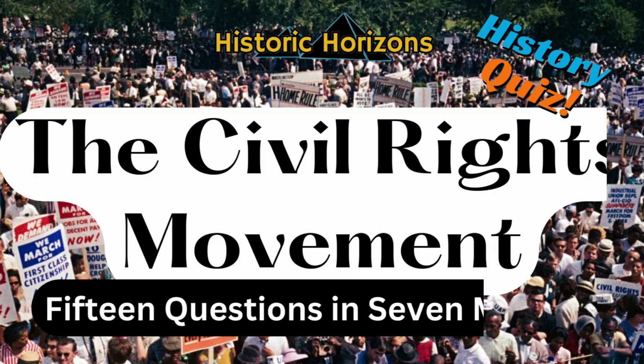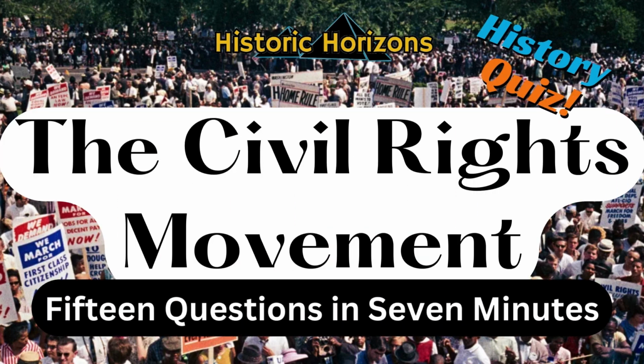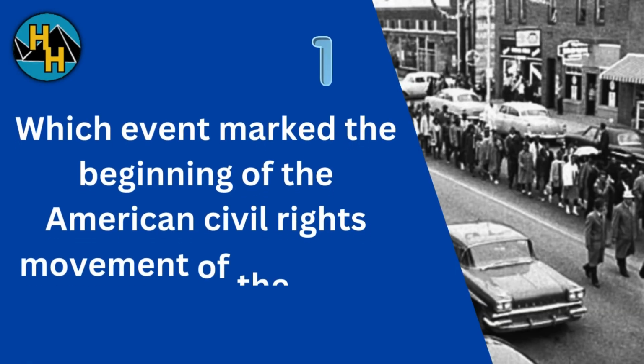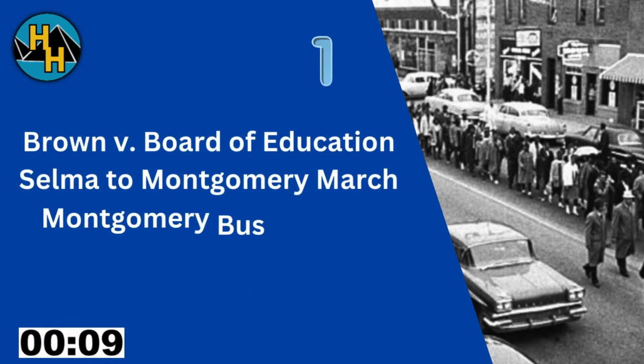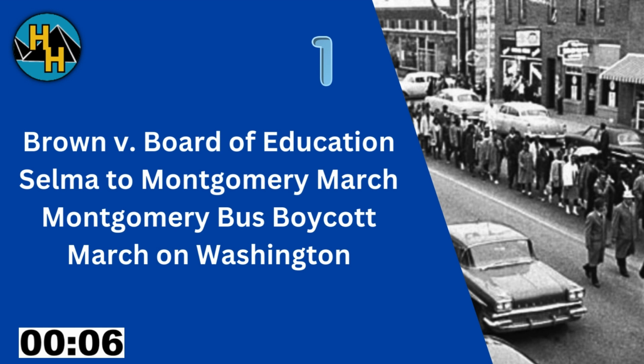For this week's quiz, we'll be exploring the American Civil Rights Movement. Which event marked the beginning of the American Civil Rights Movement of the 1950s and 1960s? Was it Brown versus Board of Education, the Selma to Montgomery March, the Montgomery bus boycott, or the March on Washington? The Montgomery bus boycott marked the beginning of the American Civil Rights Movement.